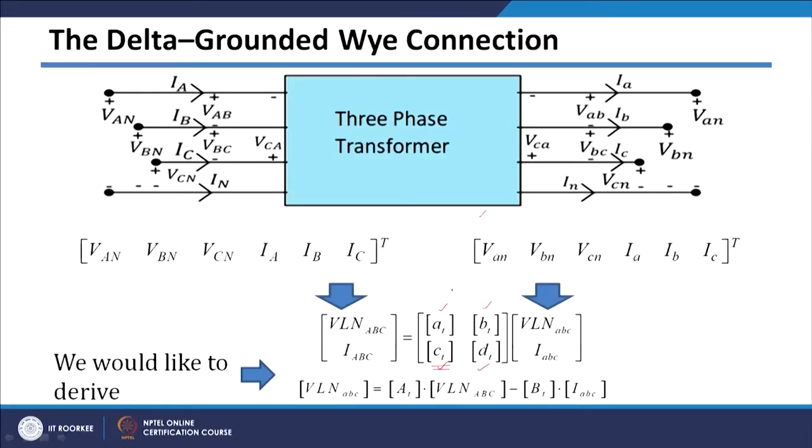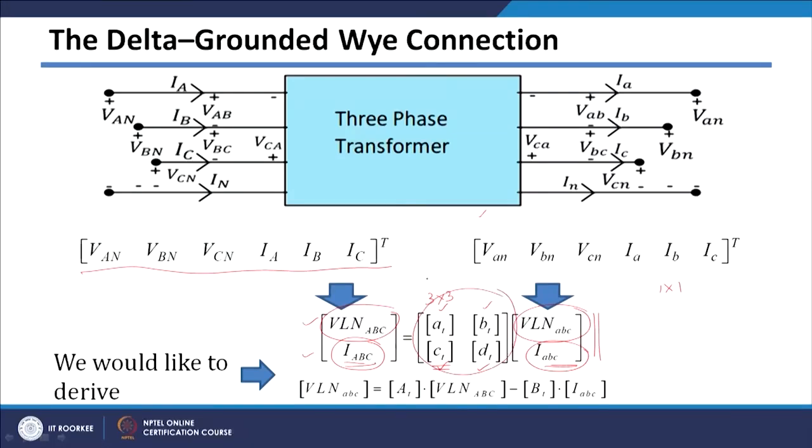In single phase we have seen that there are 1 by 1 entries, however in the three phase transformer all these A, B, C, D parameters will be 3 by 3 size matrices. So these line to neutral voltages and line currents on the primary side, and line to neutral voltages and line currents on the secondary side, are actually linked by your ABCD parameters.